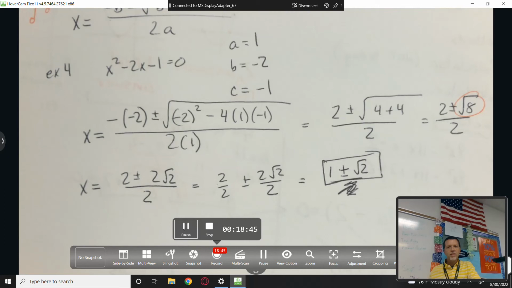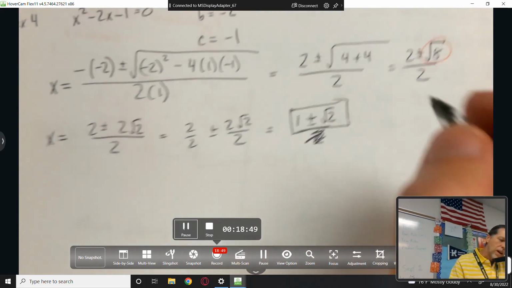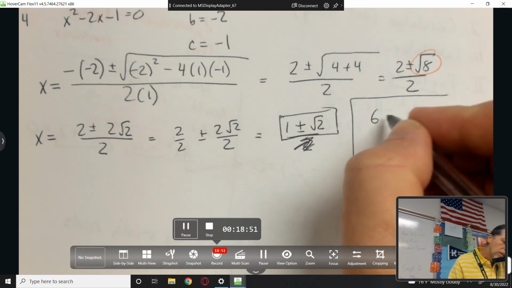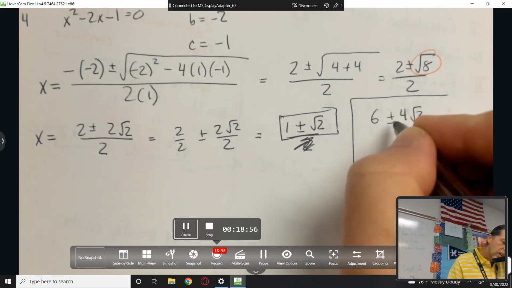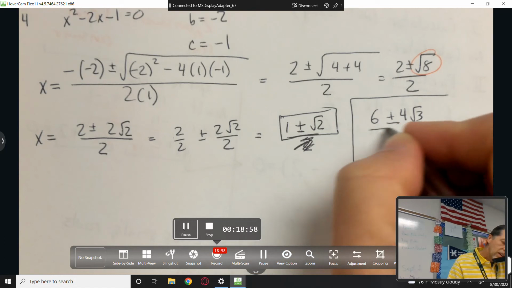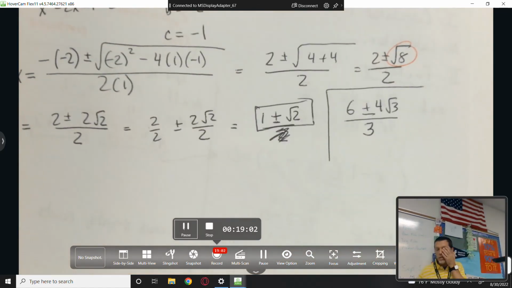That simplifying thing, man, that messes some people up. Let's do one more, just a side note here. Yeah, plus or minus. How about 6? So a completely separate problem. Let's say we work the problem, we get all the way down to 6 plus or minus 4 root 3 over 3. What can we reduce on that?